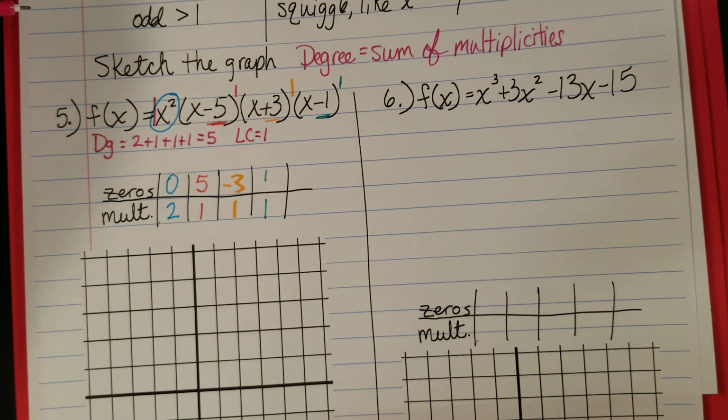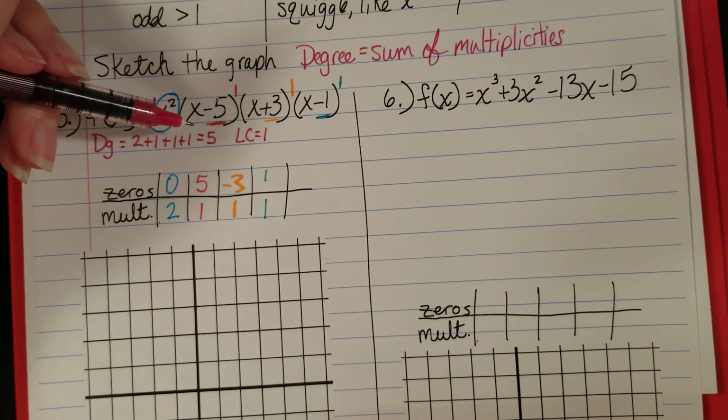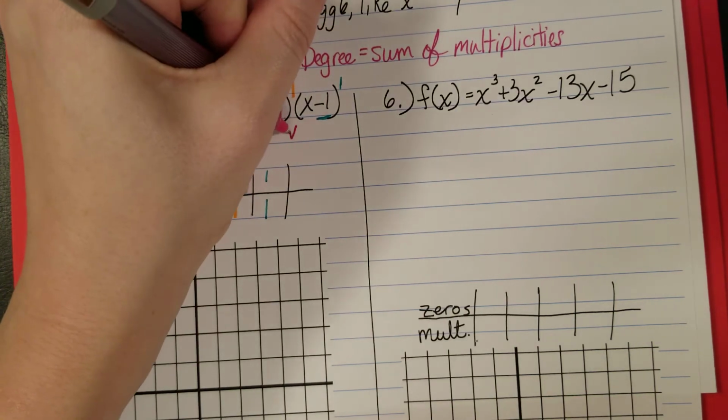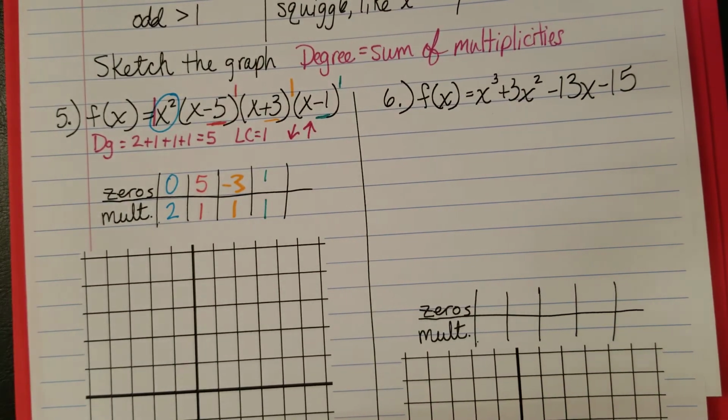So that means the degree is odd, so the arrows point opposite ways, and the leading coefficient is 1, so the arrows are going to be like this. Okay. All right.